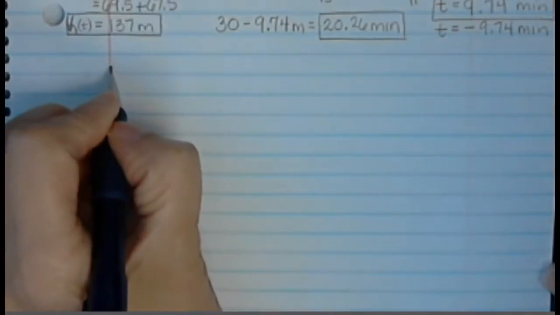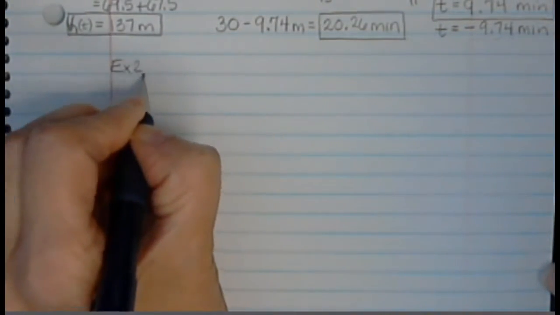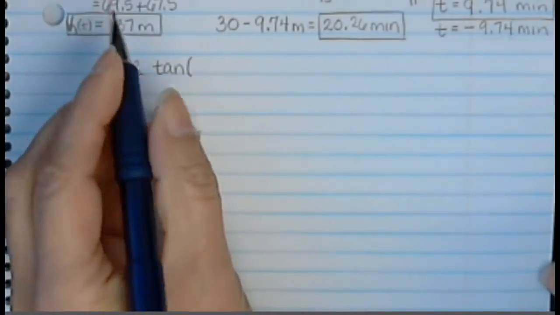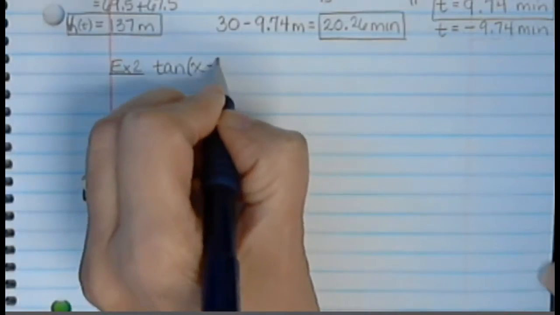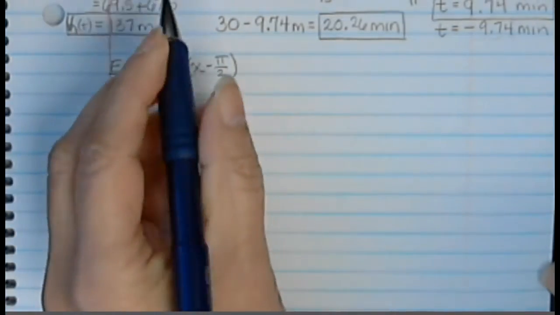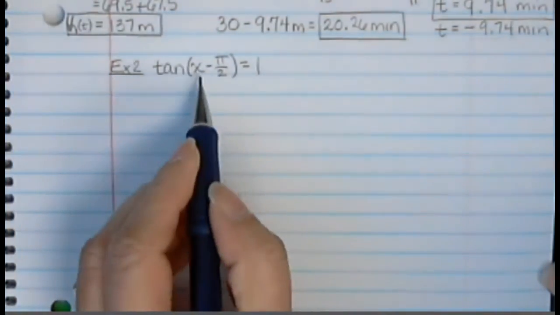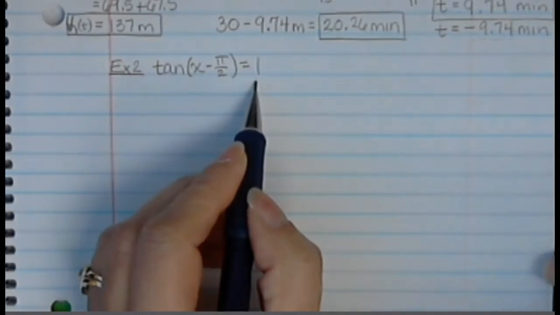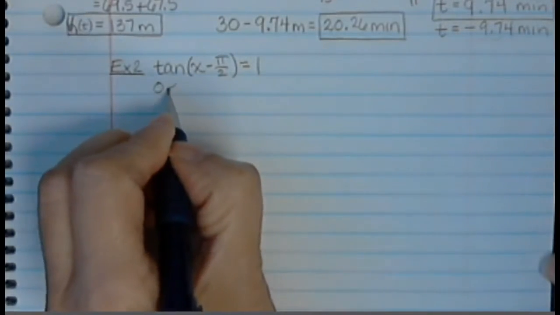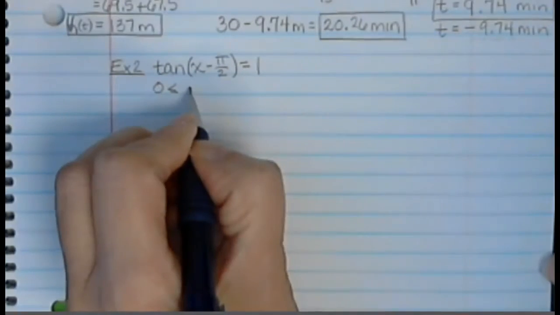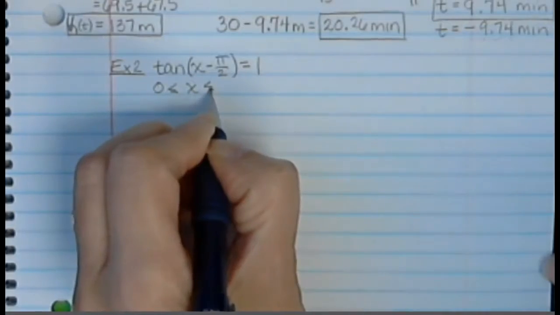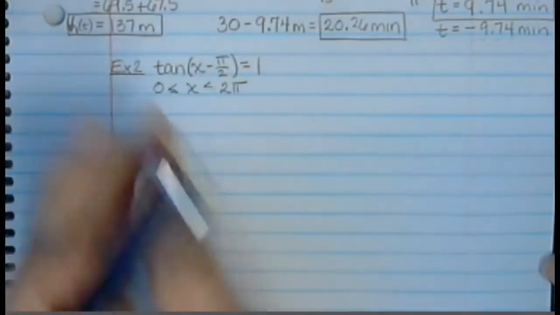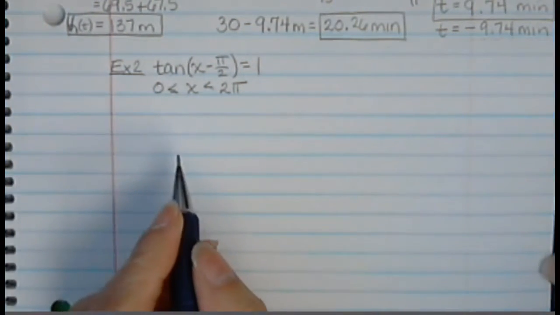So let's say we have example number 2 that says we want to find out the tangent of x minus pi over 2 is equal to 1. So we want to know what values of x, when I subtract pi over 2 and I get the tangent, will equal 1. And I want those values to be between 0 and 2 pi. Notice that I put it equal to the 0 but not at the 2 pi. So those are going to be our values.